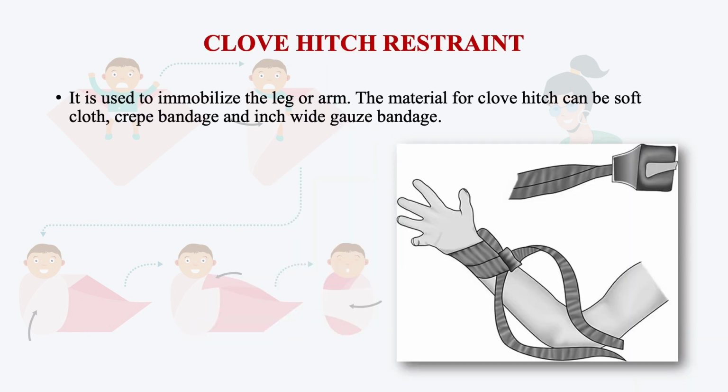Next type of restraint is glove hitch restraint. It is used to immobilize the leg or arm. The material for glove hitch can be soft cloth, crepe bandage and an inch wide gauze bandage. You can appreciate in the picture how to create the knot and tie extremities using the glove hitch. This restraint is used when the child is having an infusion going on in the extremities, or it is also used for restraining of psychiatric clients.